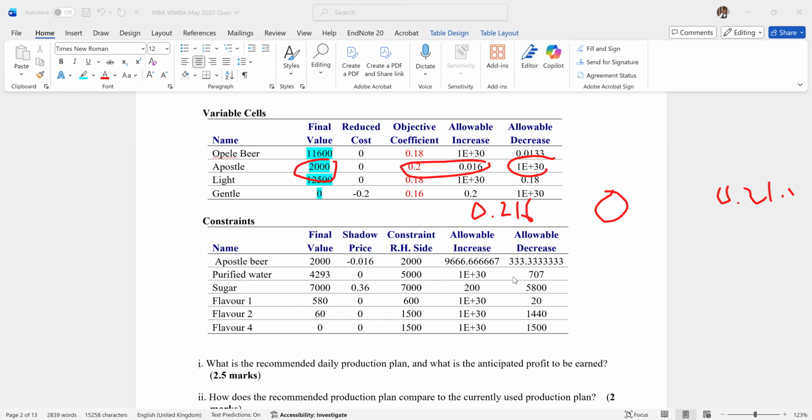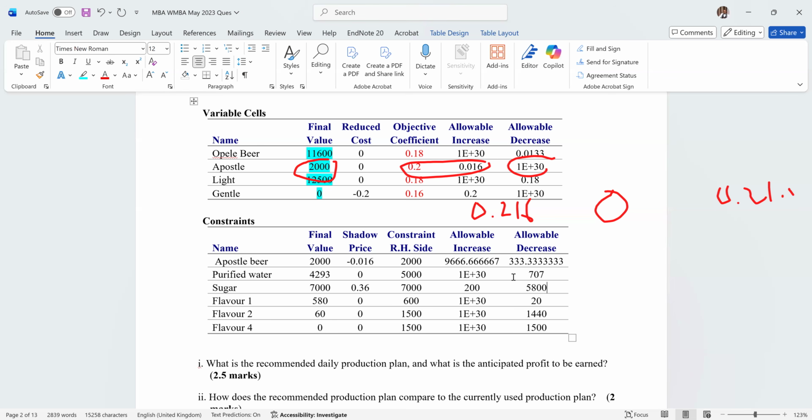Because remember that ethanol is not showing you. Yes, ethanol is not binding. Ethanol is not shown in the Excel. So should we give you the binding constraints on our side? Exactly, on your formulated model.